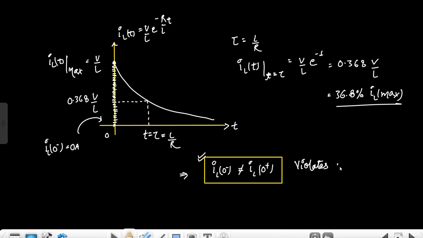So whenever the input is an impulse input on a series RL network, the inductor violates its own property and IL(0-) is not equal to IL(0+). So this is a very good concept.